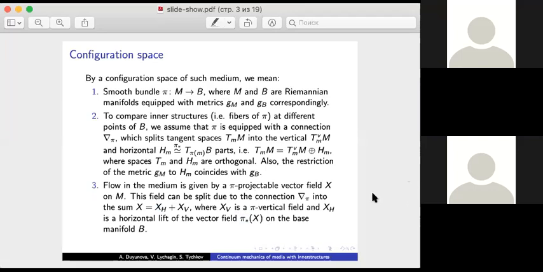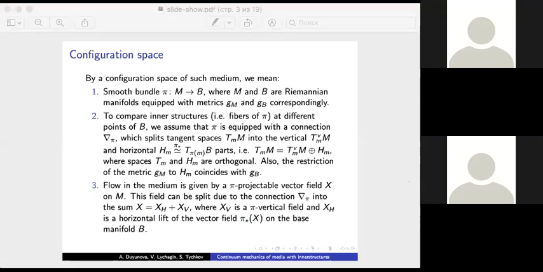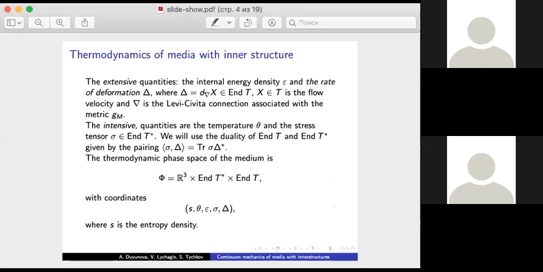Now some words about the thermodynamics of such a medium with inner structure. The thermodynamics in our model is based on measurement and its role in thermodynamics. More on that a bit later.